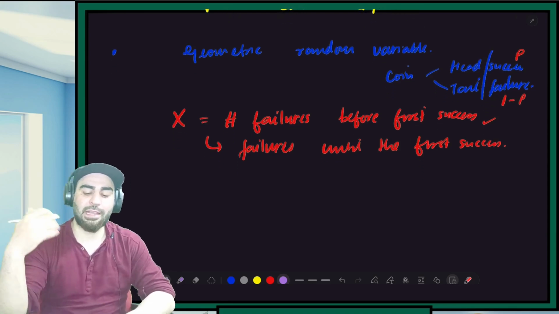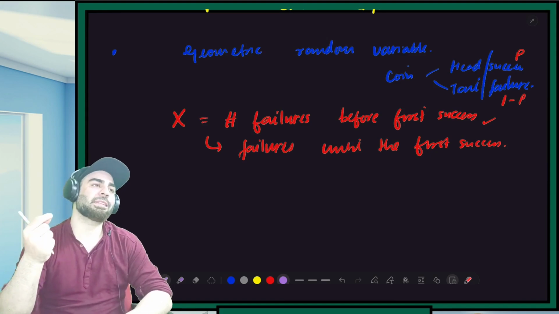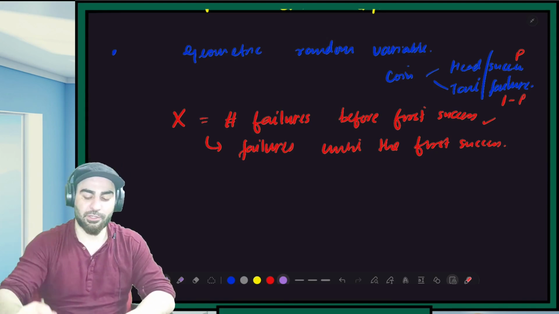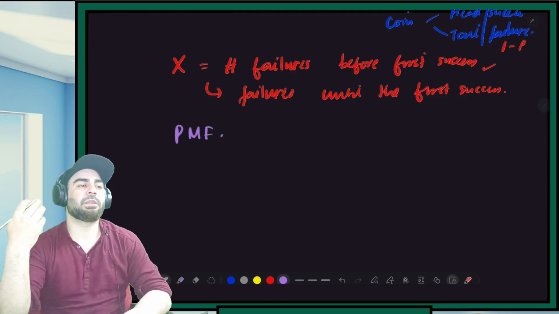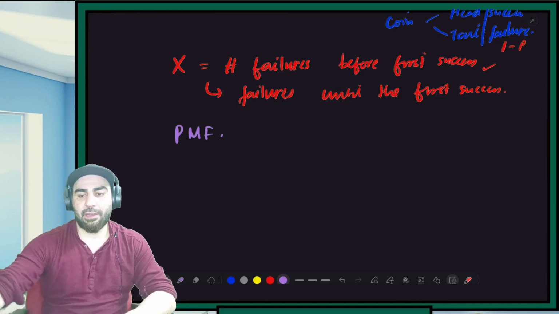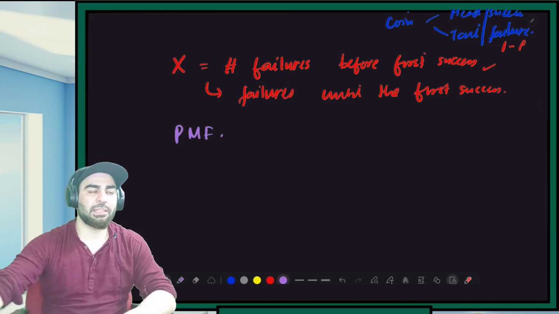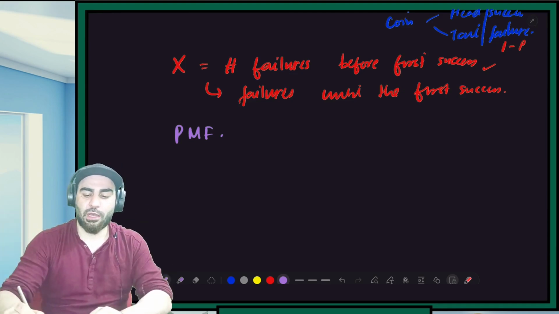Now whenever I say something about any random variable, the first thing that should come into your mind is how to compute its probability mass function. In order to define a distribution, we should come up with the probability mass function. So here, this geometric random variable is a random variable in which we are trying to compute the number of failures before the first success. So how many failures can it be?